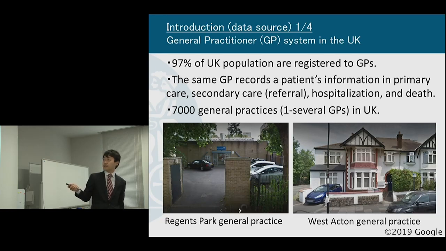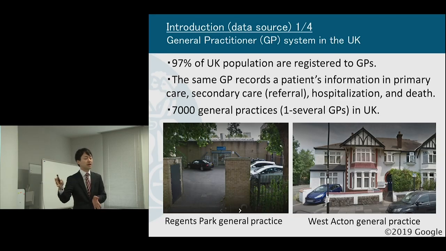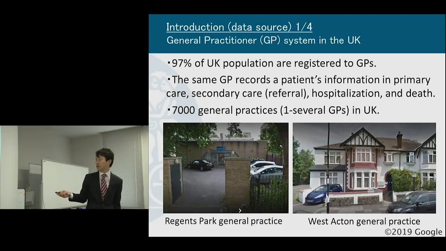And by this system, the same GP records a patient's information in primary care, secondary care, referral or specialist consultation, hospitalization, and death. So in theory, a patient can be followed up continuously for his or her life. And there are 7,000 general practices in the UK, and one general practice holds one or more GPs. And this is just an example, Regent's Park General Practice, which I belonged to during my stay in London. And this is another example, Acton General Practice. There is a kind of Japanese town in London, and this is Acton.